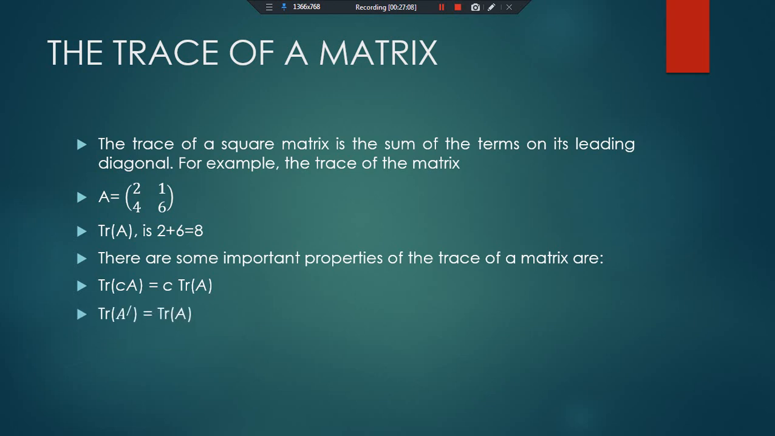And the trace of A transpose is equal to the trace of A, and the trace of A plus B is equal to the trace of A plus the trace of B, and the trace of the identity matrix I_n is equal to n.